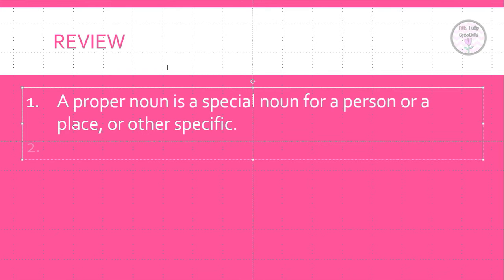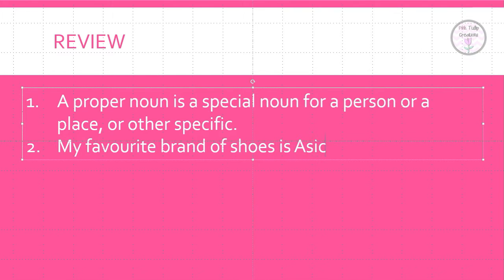The other thing was that we can recognize a proper noun. So I'm going to write a sentence right now. I'm not going to give you any clues, and I want you to please either underline the proper noun or write down the proper noun or tell your partner what the proper noun is in this sentence. Okay, here is your sentence. My favorite brand of shoes is Asics. Okay, my favorite brand of shoes is Asics.